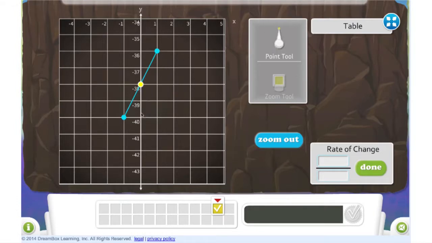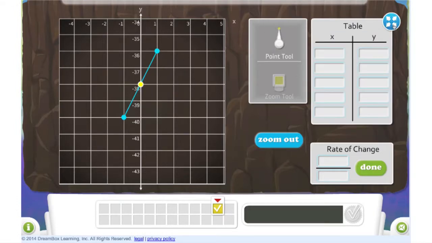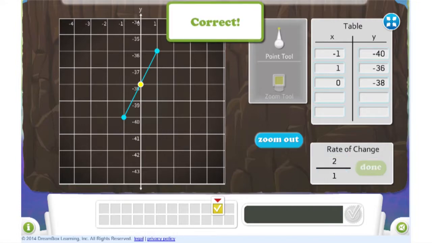In this problem, students are given a line segment and are asked to find the rate of change between the two endpoints. Students can move the grid around if they choose, and they can also create additional points on the segment if they find that helpful. In some lessons, the coordinates are provided on the graph, but in this lesson, students have the option to use a table to record the coordinates of the points. They can either use the picture or the values in the table to determine and enter the rate of change.